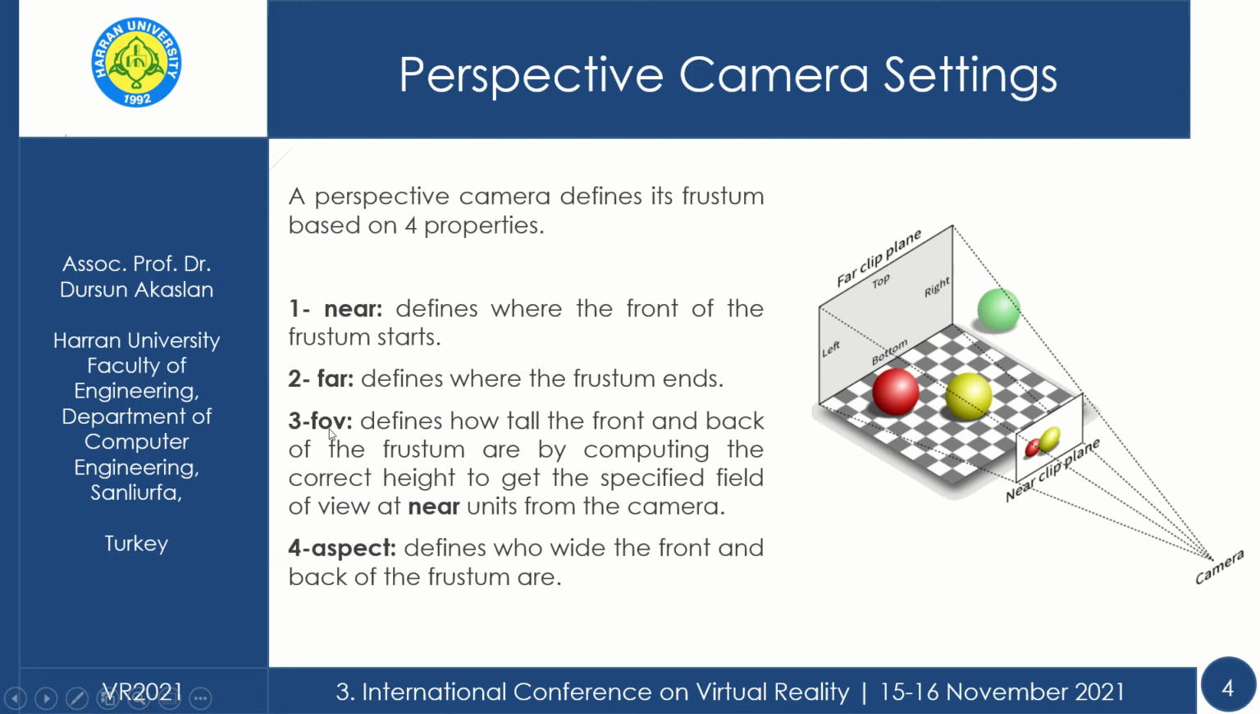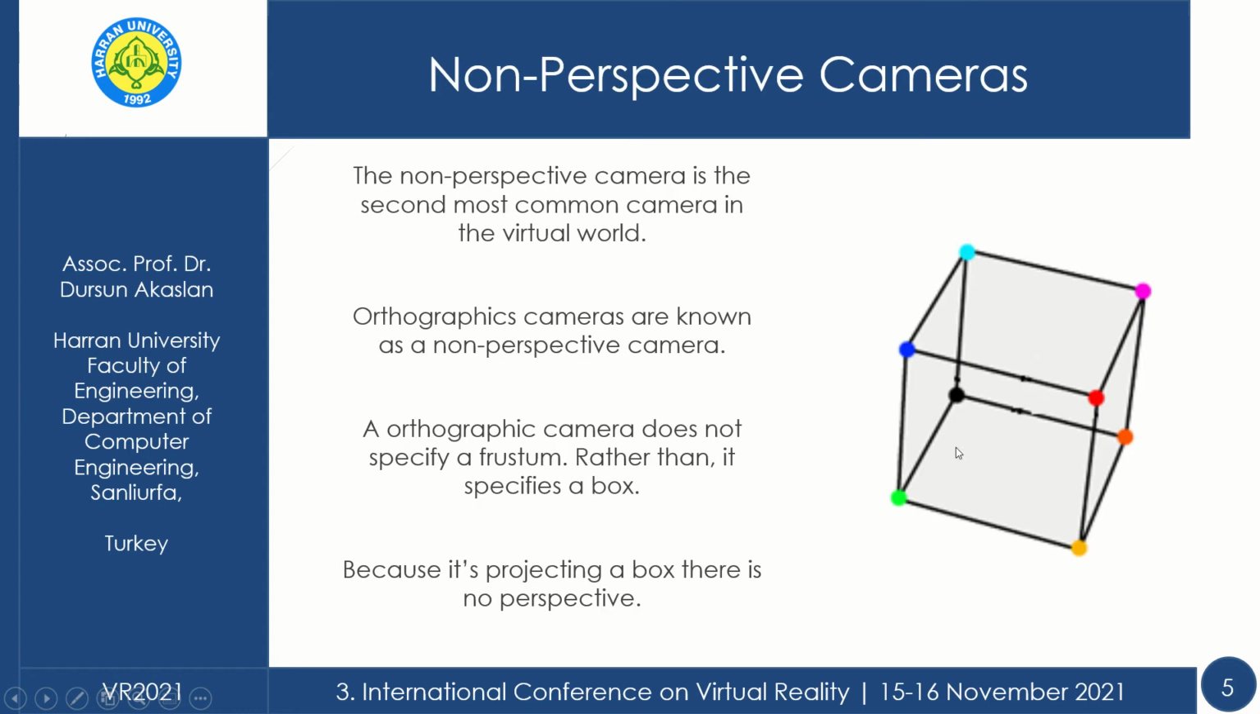The third parameter is field of view. It defines how tall the front and back of the frustum are by computing the correct height to get the specified field of view at the near units from the camera. And the final parameter is called aspect. It is used to define how wide the front and back of the frustum are. These are the perspective camera settings.